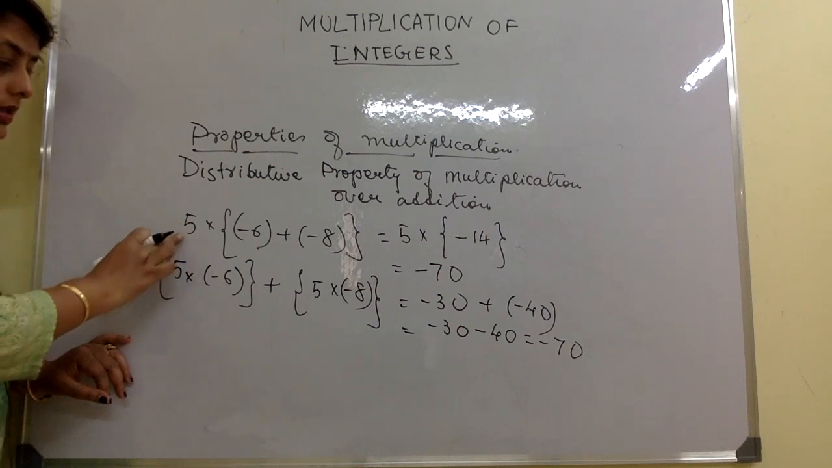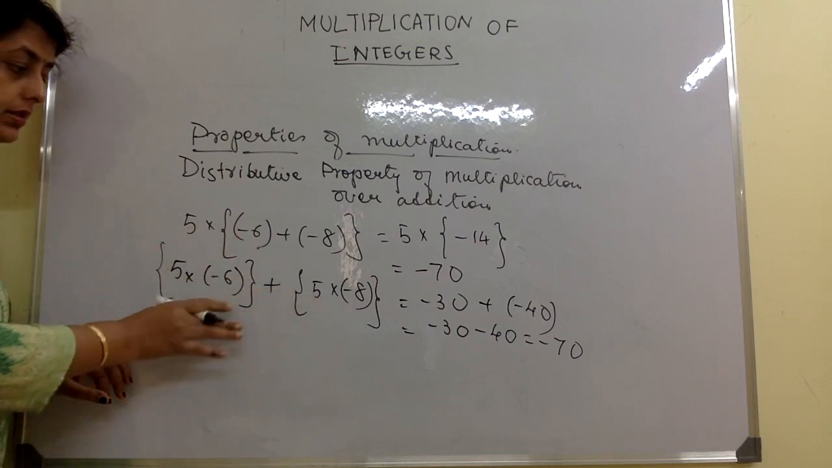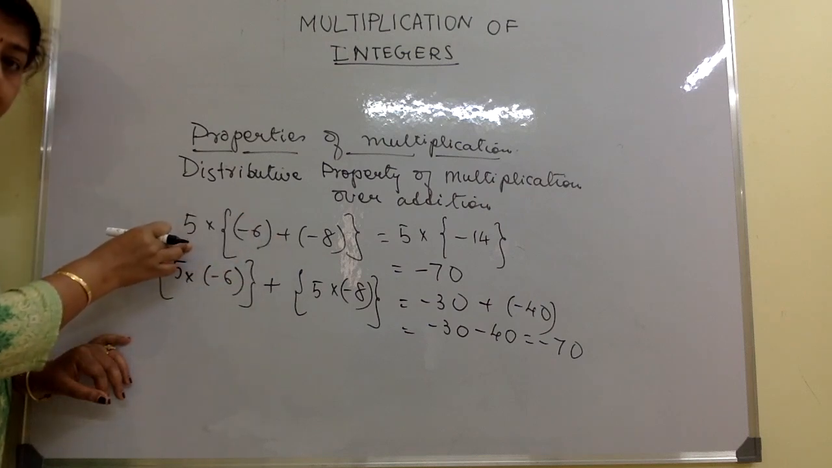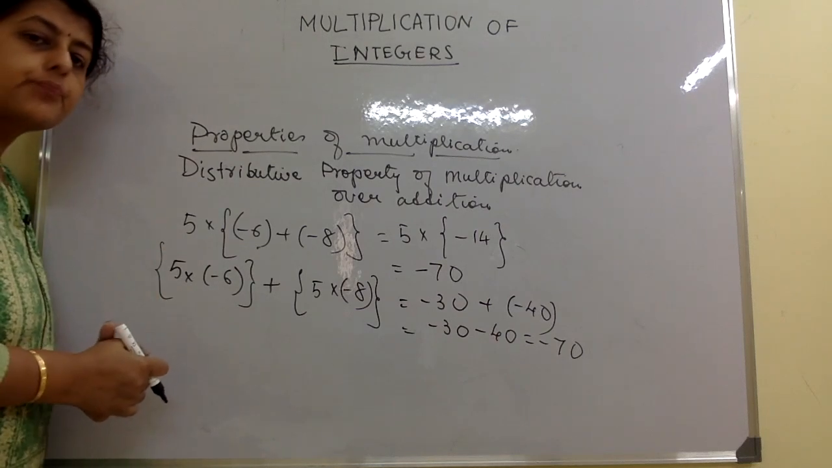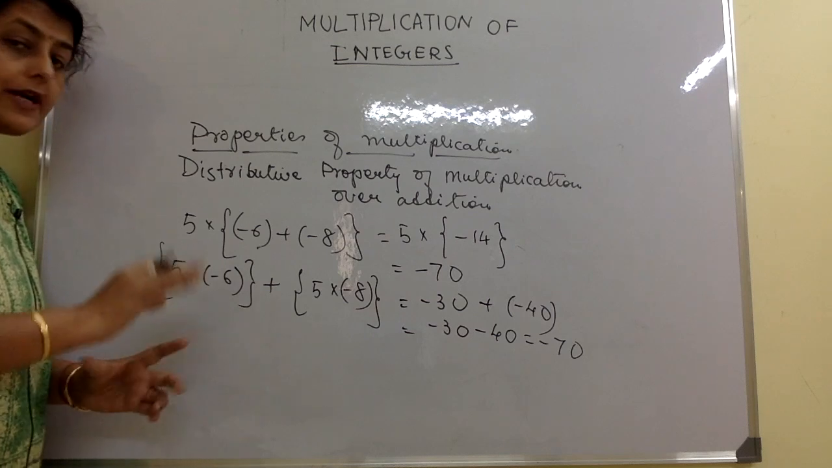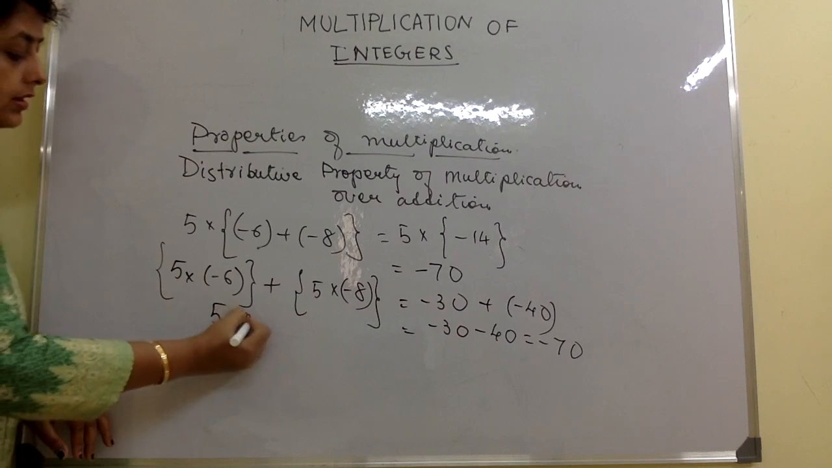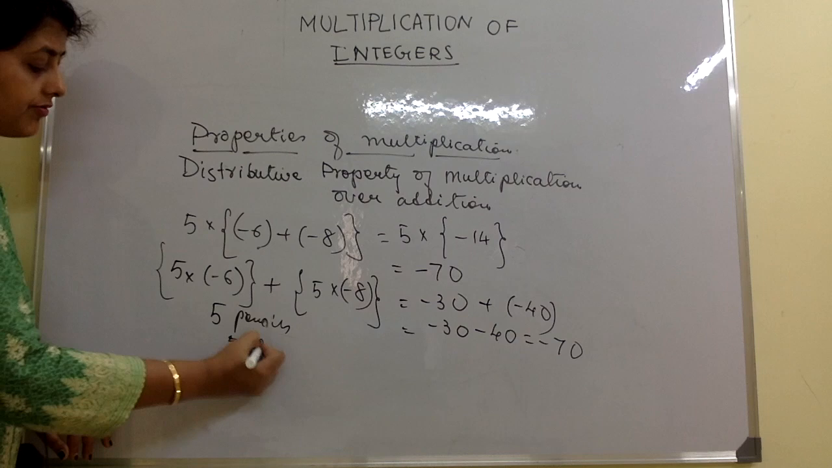Okay, so here, instead of multiplying repeatedly with the same number as I did in the lower row, we are adding them and multiplying together. Now where is it used? What is the usefulness of this? Supposing you buy 5 pencils and 5 pens.